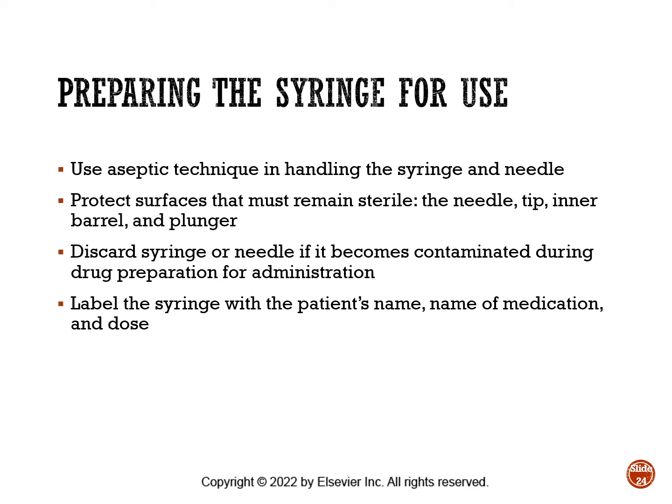When preparing syringes for use, you should be certain to observe the following principles. Use aseptic technique in handling the syringe and the needle. Protect any surfaces that need to remain sterile, which include the needle, the tip, the inner barrel, and the plunger. Discard the syringe or needle if it becomes contaminated during drug preparation for administration. Label the syringe with the patient's name, the name of the medication, and the dose. Do not administer medications to patients using the same syringe, even if the needle is changed between patients.